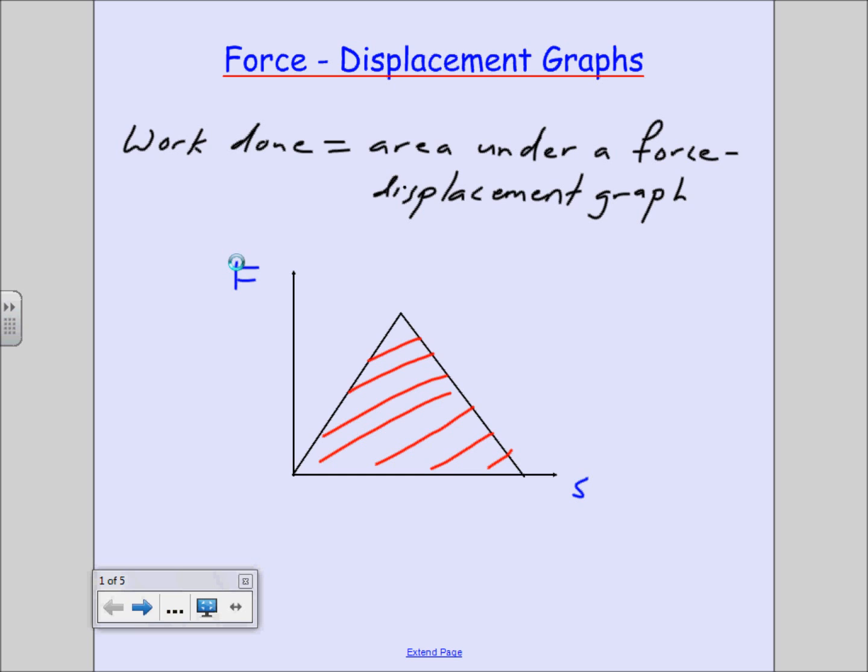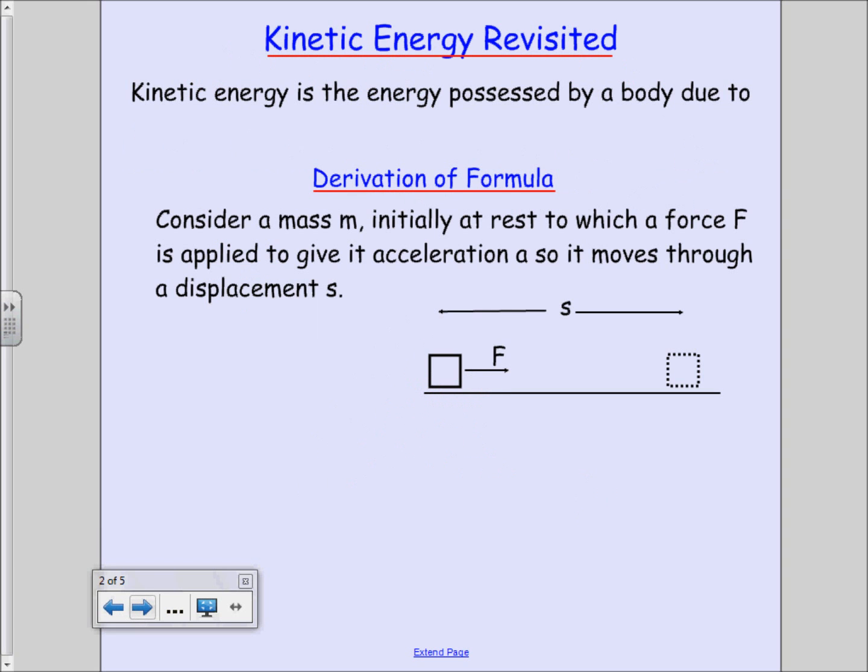Right, so that's work dealt with. Let's move back now to our ideas of energy and just revisit kinetic energy and define what we mean by kinetic energy: the energy possessed by a body due to its motion. And let's derive the formula for kinetic energy.